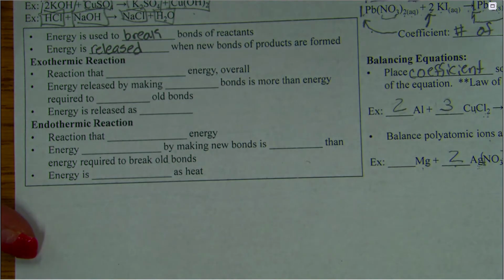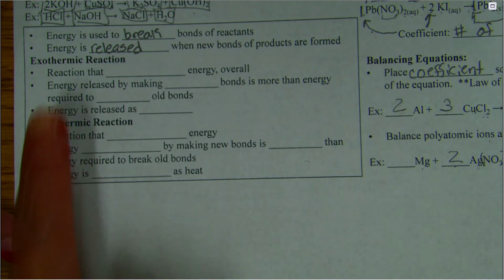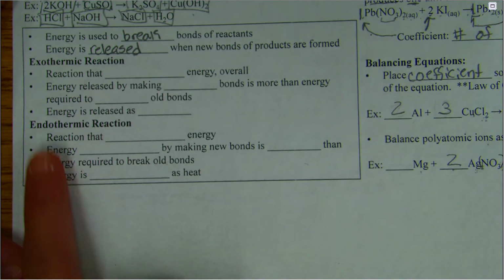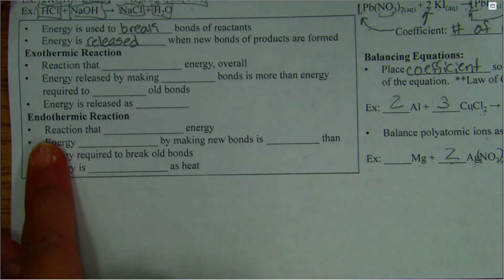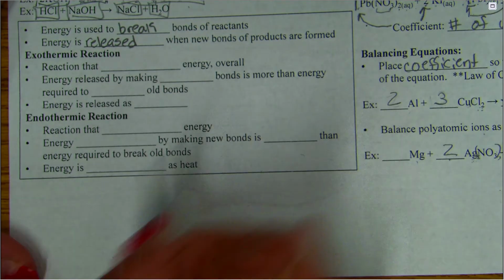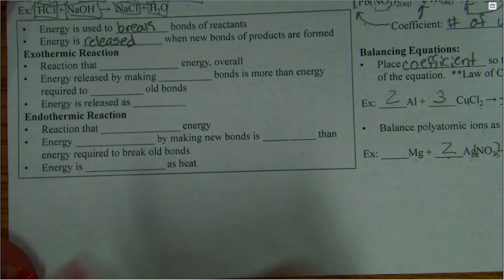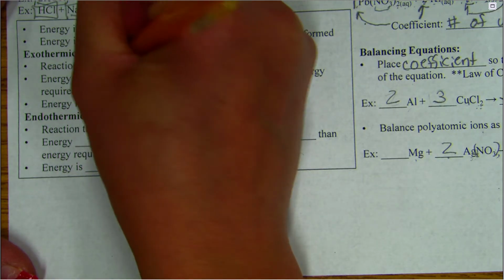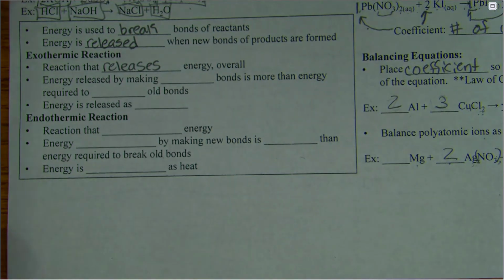So we have two types of reactions. We have exothermic reactions and we have endothermic reactions. Let's look at exothermic. An exothermic reaction is one that releases heat or energy overall. So the overall net change in energy is a release of energy.